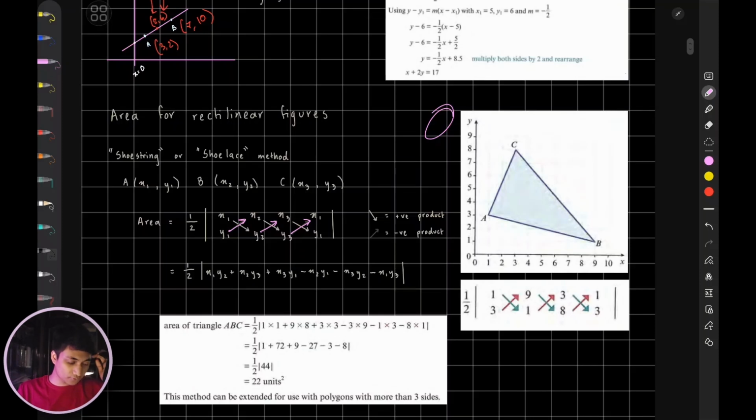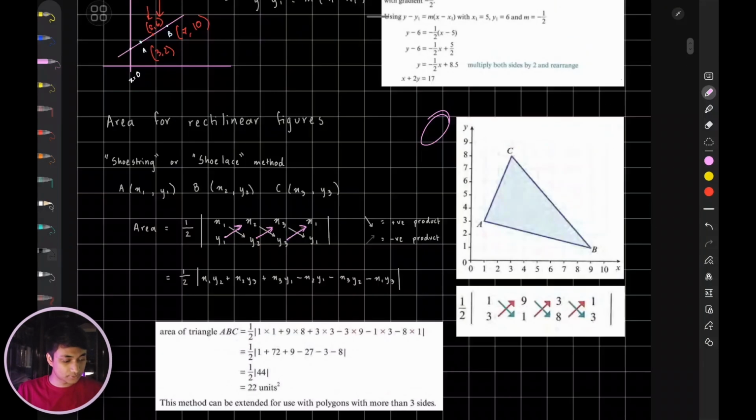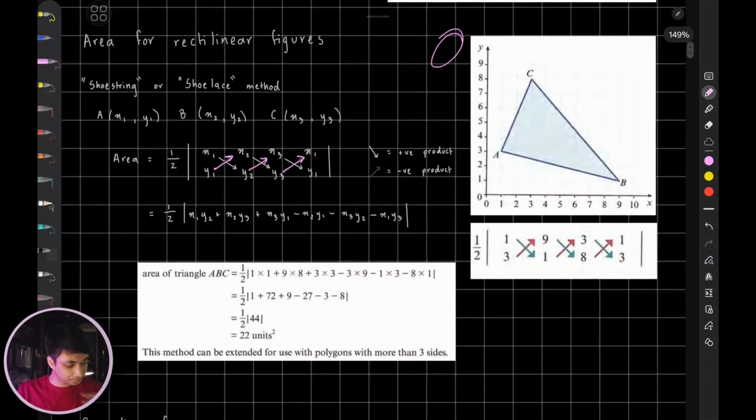Anyways, taking the example of this question, we have to find the area of triangle ABC. How do we find it out? We know the coordinates of A. It's going to be 1, 3. B is going to be 9, 1. And C is going to be 3, 8.